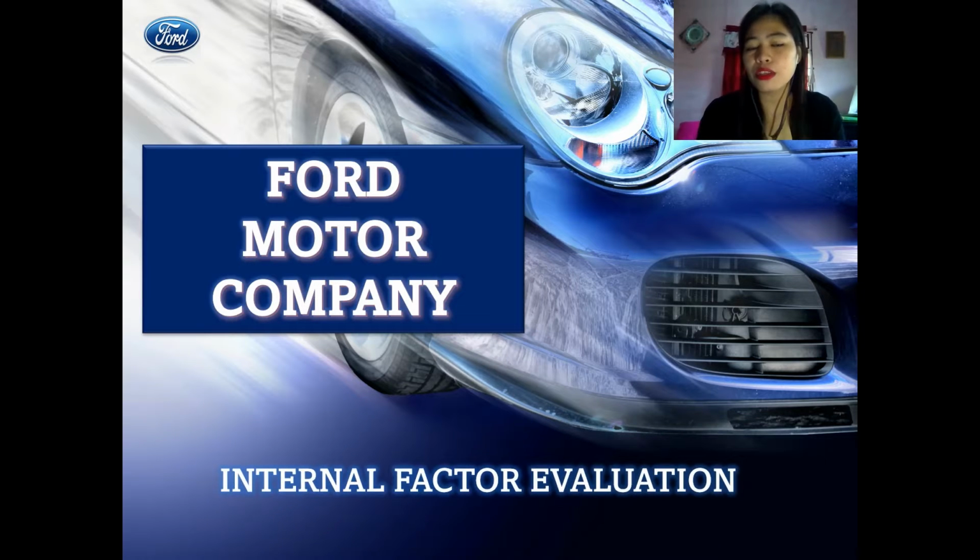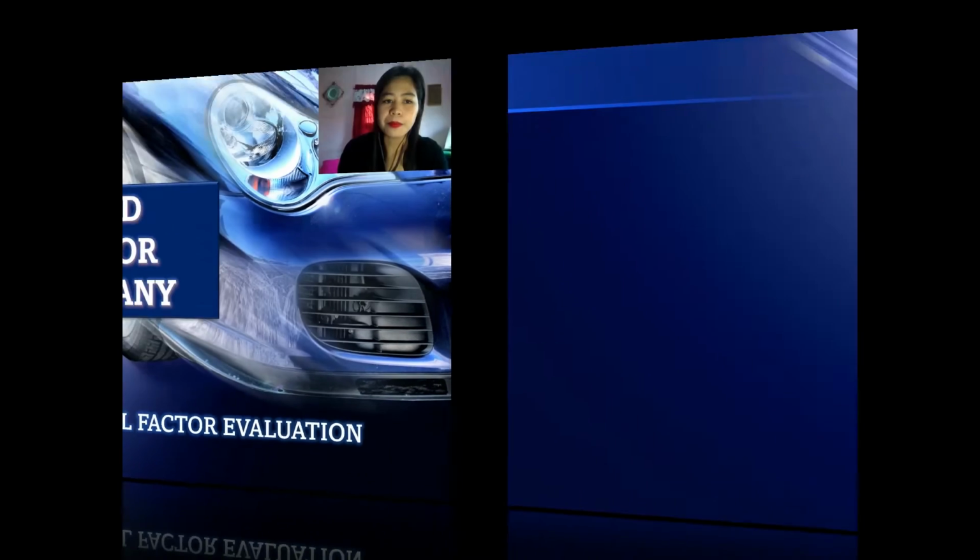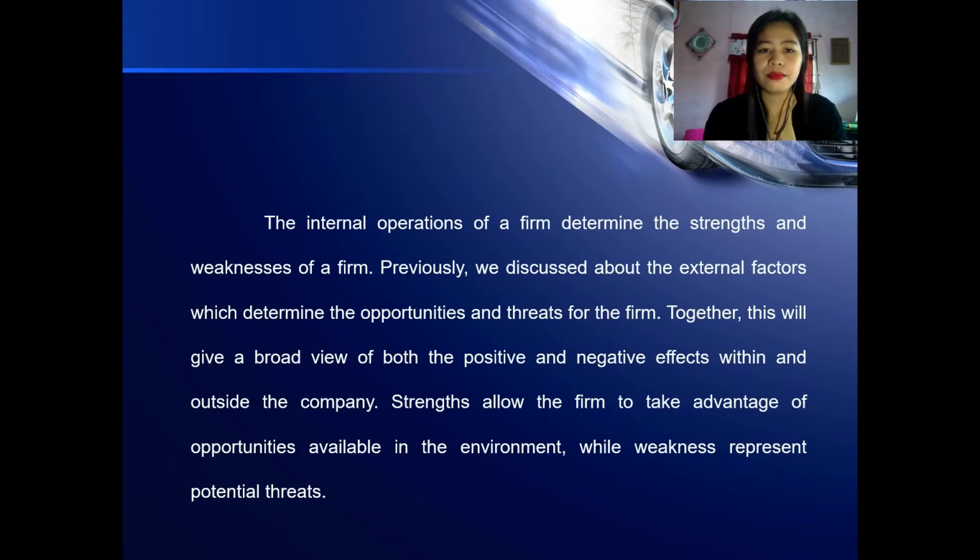I will be discussing my performance task as well as a summary of the internal assessment as a whole. The internal operations of a firm determine the strengths and weaknesses of a firm. If you remember, we discussed external factor evaluation, which allowed us to identify the possible opportunities and threats for the firm. Now, the internal assessment will help us determine the strengths and weaknesses of our firm.